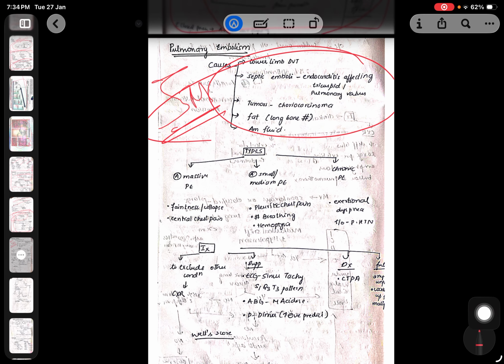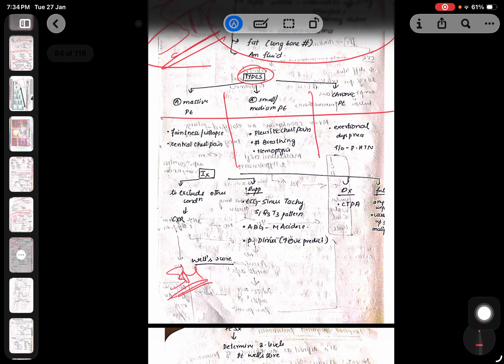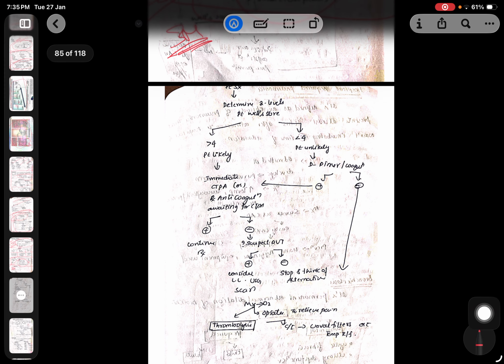These are the causes, nothing much. Then dividing into types, that is acute, submassive, and chronic, is important. Make sure you study the Wells criteria, the Wells score. Then investigations to exclude other causes, which is very important, then to support, to diagnose, and to further manage the patient. So this is the algorithm you need to follow.